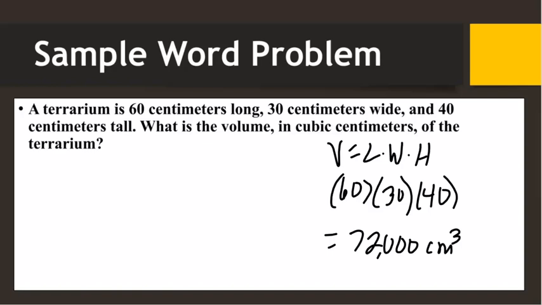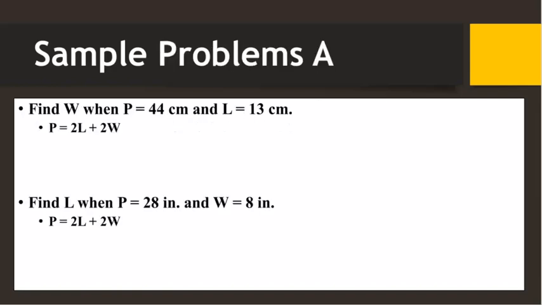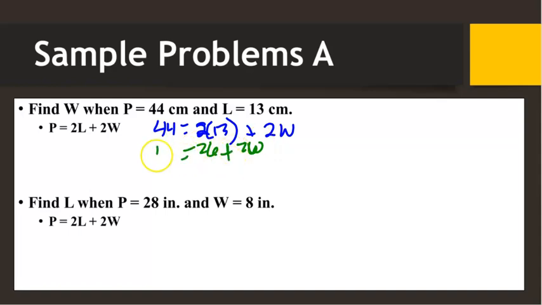Next, find W when P equals 44 centimeters and L equals 13 centimeters. This is using one of the formulas to find perimeter, and perimeter is 2 times the length plus 2 times the width. So the perimeter is 44, the length is 13, and we need to find the width, so I'm going to put plus 2W. Now let's simplify. 2 times 13 is 26, and this has to equal a total of 44.